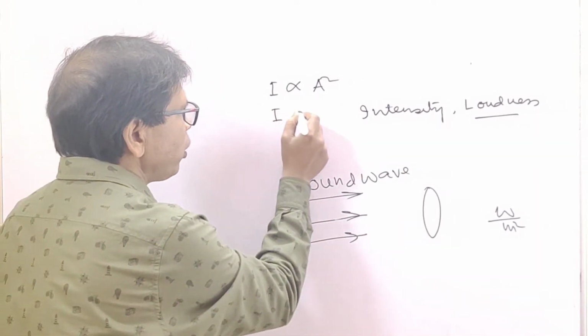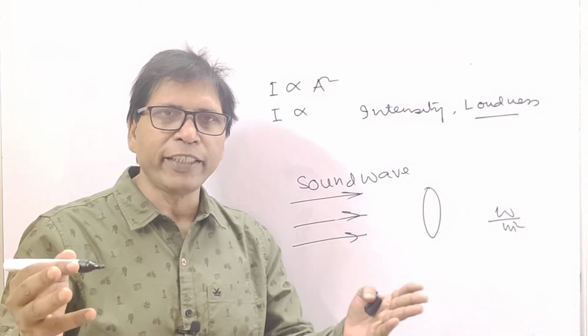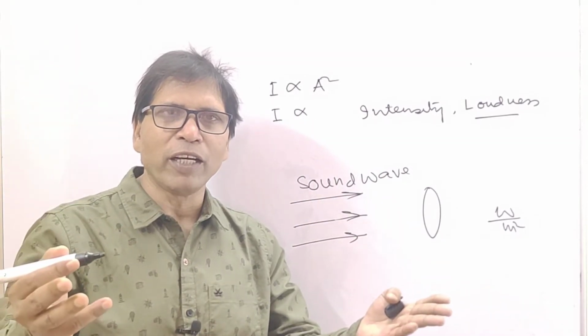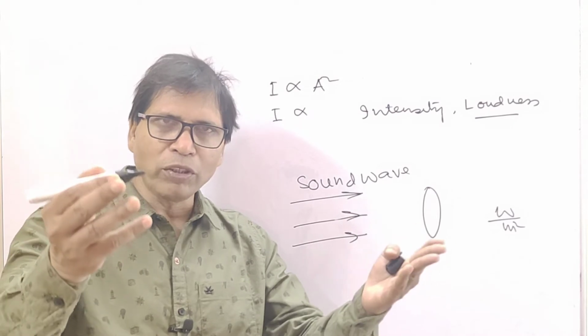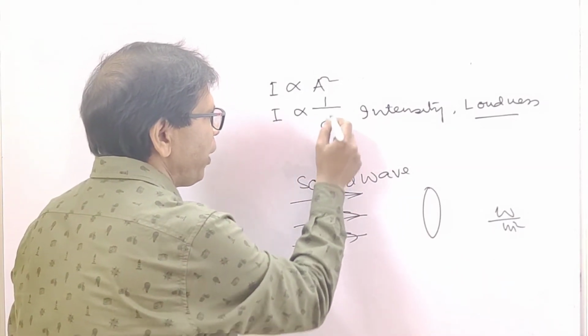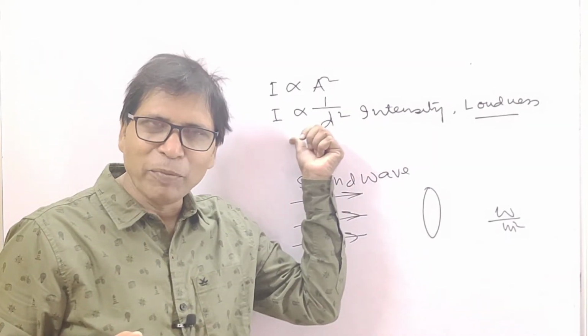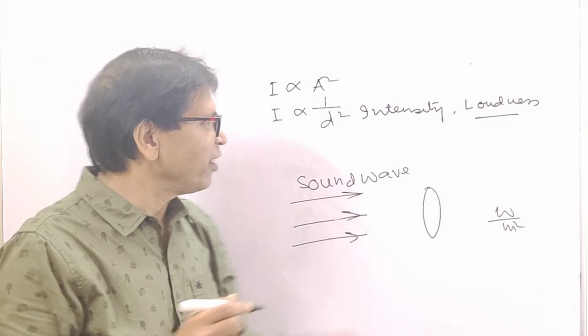Intensity depends on distance of the source from the observer. Intensity is inversely proportional to the square of distance of source from the observer. Therefore, I is proportional to 1/d². So twice the distance, intensity becomes 1/4.